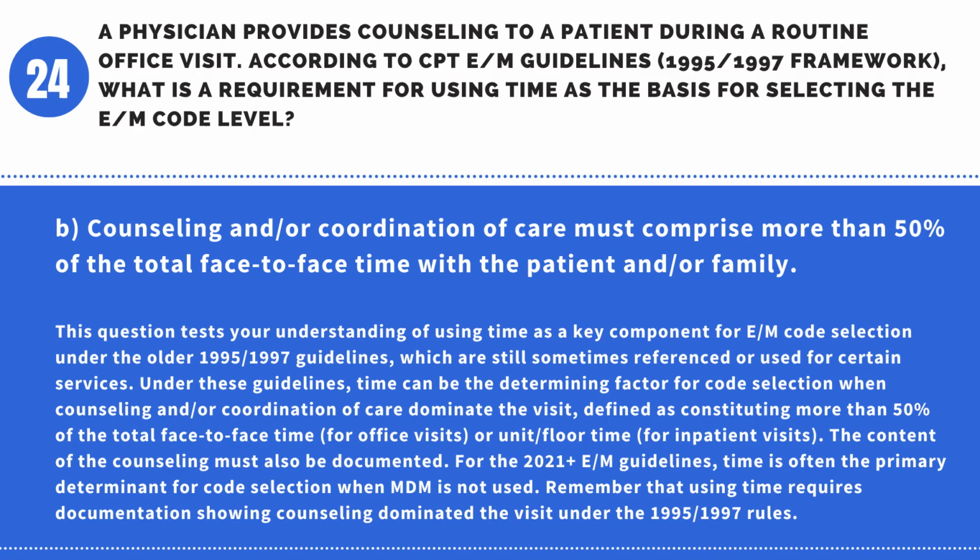Under these guidelines, time can be the determining factor for code selection when counseling and/or coordination of care dominate the visit, defined as constituting more than 50% of the total face-to-face time for office visits, or unit/floor time for inpatient visits. The content of the counseling must also be documented. For the 2021 plus E/M guidelines, time is often the primary determinant for code selection when MDM is not used. Remember that using time requires documentation showing counseling dominated the visit under the 1995/1997 rules.